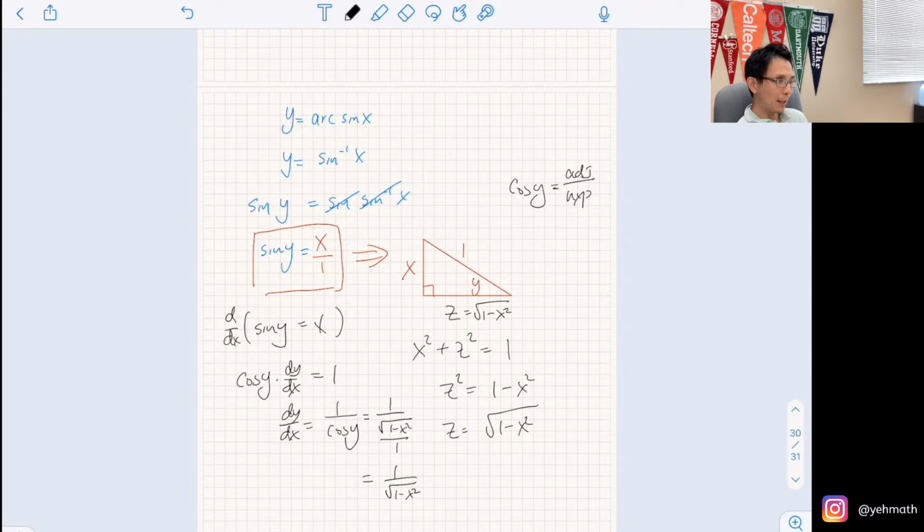So a lot of you guys need to learn to appreciate those things, but that's the one thing I actually appreciate. I was like, wait, how did they come up with that when I was a student? Where does that come from? Where does the square root of 1 minus x squared come from? It's from there. It's from a damn triangle.